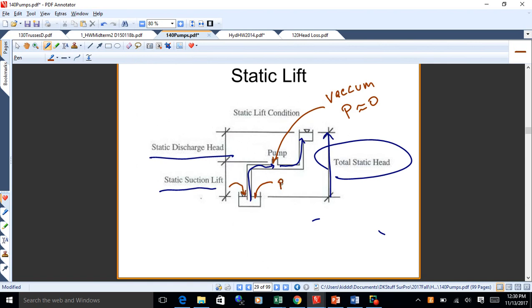So what you've got is you've got the atmospheric pressure pushing here. And what that does is it pushes the water up the piping into the volute. So the term lifting water is okay, but sucking water is not really what's happening. What you're doing, you create a vacuum, and the atmospheric pressure pushes the water into the vacuum. Yeah, like a straw, that's the most common example.